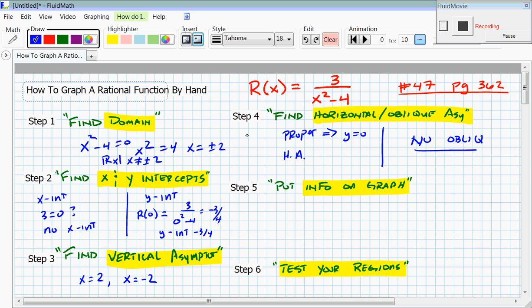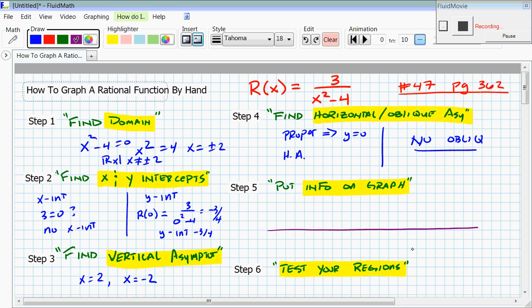Step 4. So far we've done step 1, find the domain. Step 2, find x and y-intercepts. Step 3, find the vertical asymptote. Step 4, figure out any horizontal or oblique. And then step 5 is we're going to start putting all this information onto the graph. So what I do first is I just draw the x-axis.